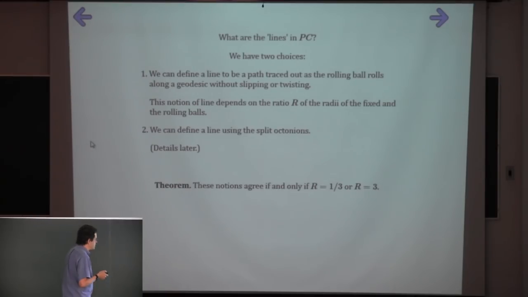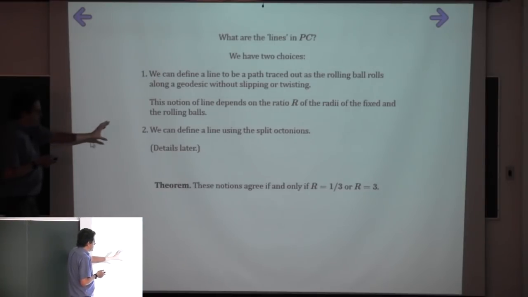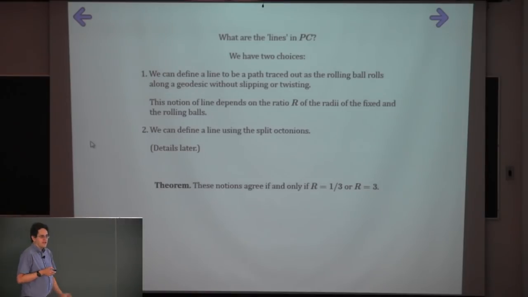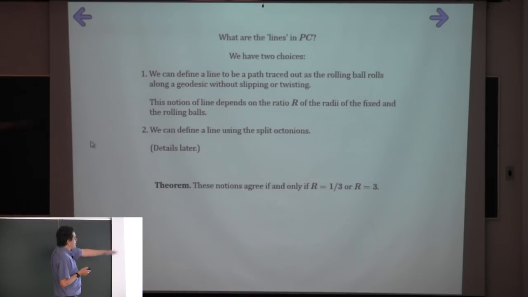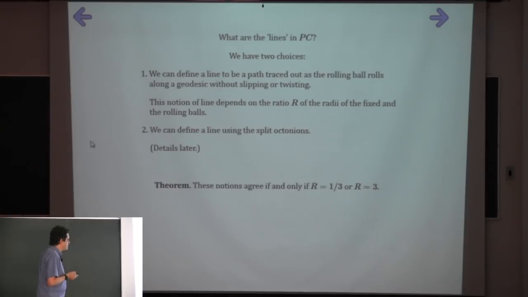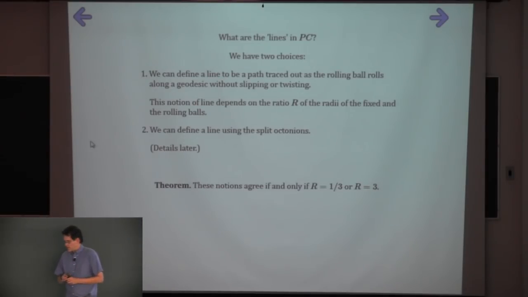But there's another way, an algebraic way. You can define lines using the split octonions, which I'll explain later. And then a theorem, which I'll make more precise later, is that these two concepts of line will agree with each other if one ball is 3 times as big as the other, and only then. So it's only then that the split octonions get connected to the rolling ball problem.